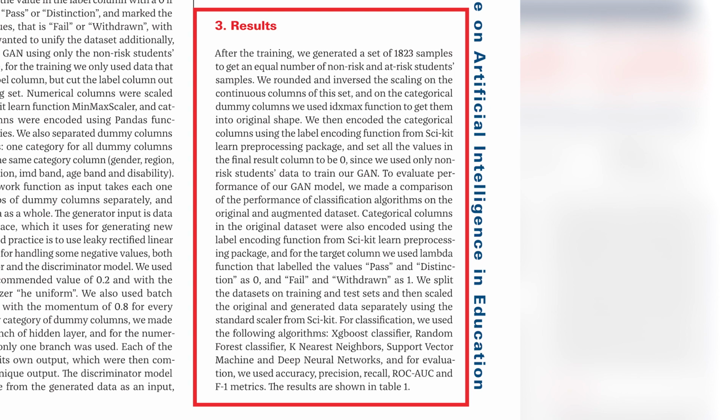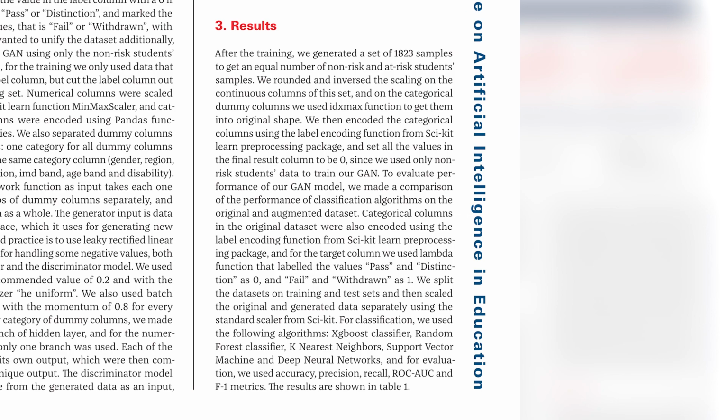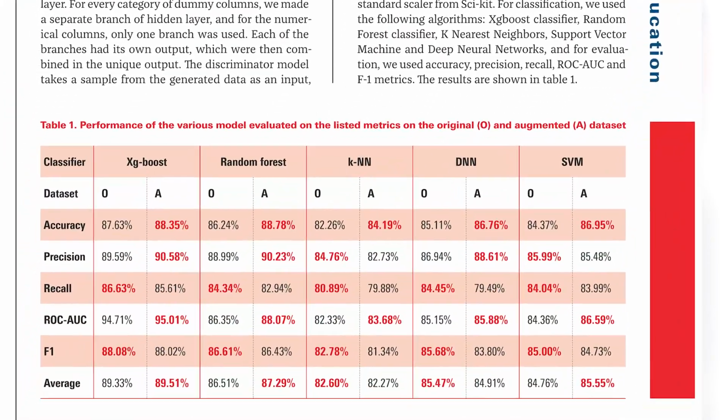To evaluate the GAN model's performance, classification algorithms were compared on the original and augmented datasets. Categorical columns in the original dataset were also encoded using label encoding. The target column was labeled using a lambda function, marking pass and distinction as 0, and fail and withdrawn as 1. The datasets were split into training and test sets, and the original and generated data were separately scaled using the standard scaler from scikit-learn.